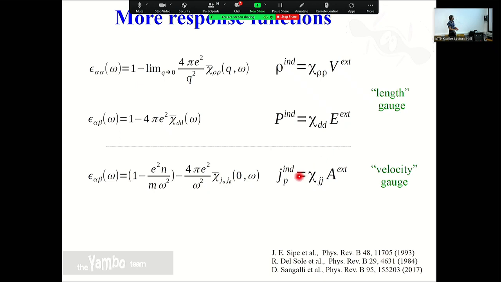And then I also remind you that from the BSE you can also get the current response function, which is an alternative way to get the full dielectric tensor. And in the TD-DFT world, of course, one wants the density response function, but the BSE is much more general and you can compute any of these response functions.